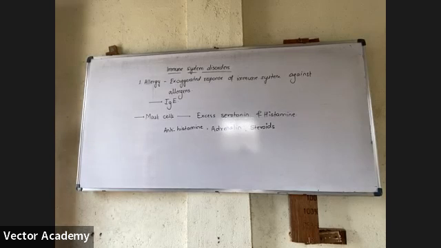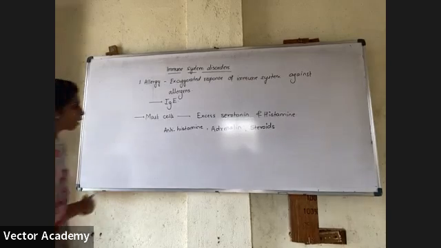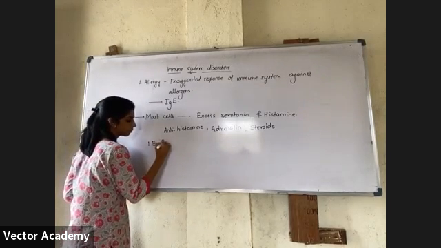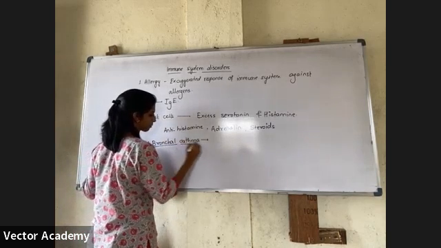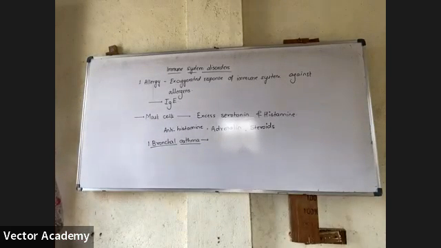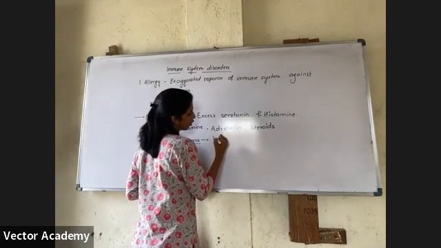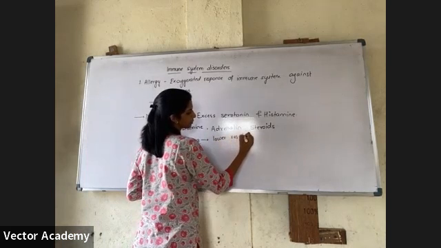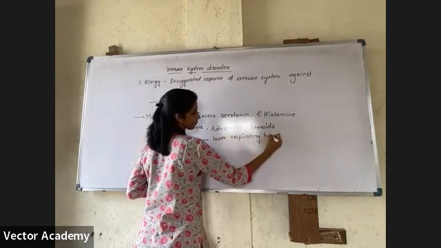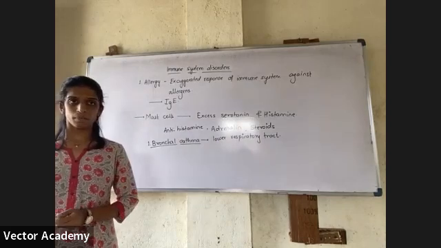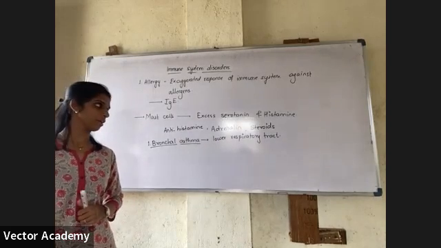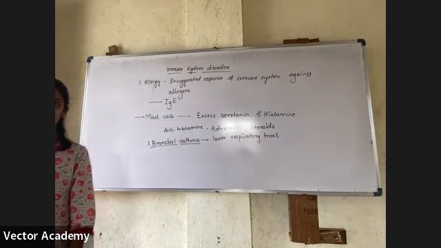So let's talk about examples of this allergy. Three examples we are going to talk about. First is bronchial asthma. So this allergy, that is bronchial asthma, is an allergy of the lower respiratory tract. Lower respiratory tract means trachea, lungs, bronchi, bronchioles, that's called the lower respiratory tract. So it's an allergy of the lower respiratory tract.